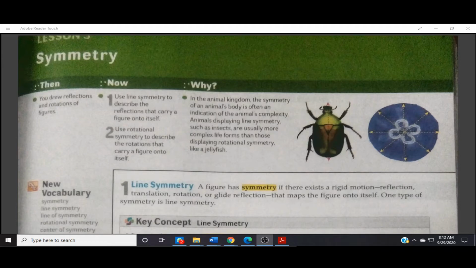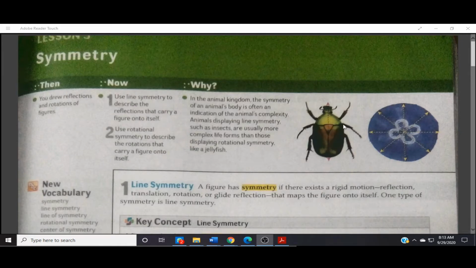How symmetry works. If you remember what symmetry is, we have a few forms of symmetry. The one that you are probably most familiar with, and the one that I would say is most common in our world, is line symmetry. That is, if you drew a line and folded the thing in half, it would fold symmetrical, be the same on both sides. And you notice right here, there's this bug.